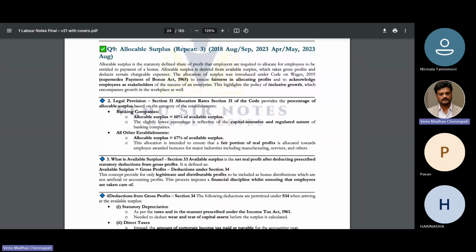So what are the provisions? Legal provisions, section 31, allocation rates. First of all, now we have a new section in the 2019 Code of Wages.